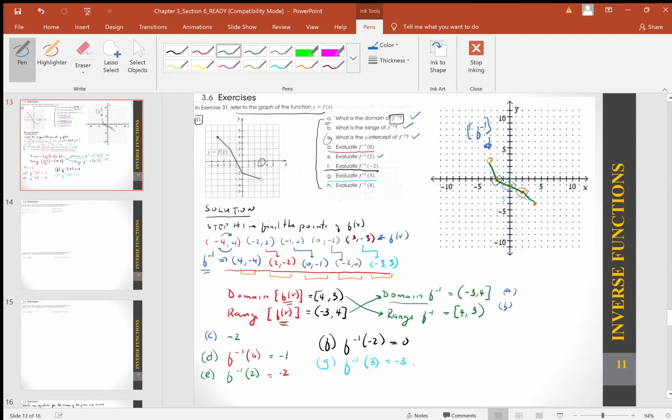And then lastly, we're looking at h, which is the inverse function of 4. So we're looking at 1, 2, 3, 4. You come down, and it's going to give you a negative 4. Okay, so these are all your answers. These are your C, D, E, and this is your A and B. These are all your answers.